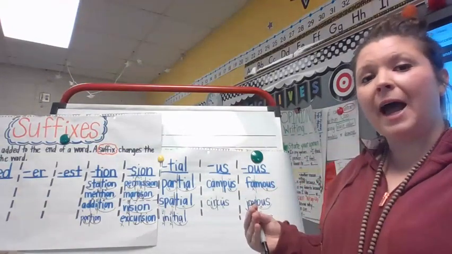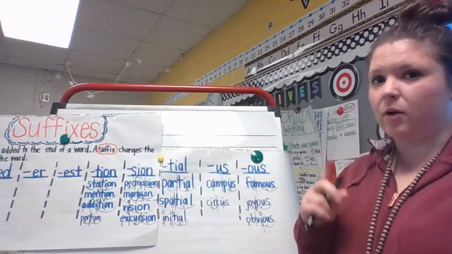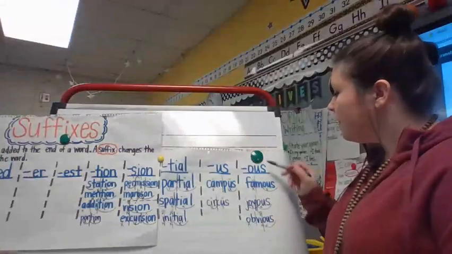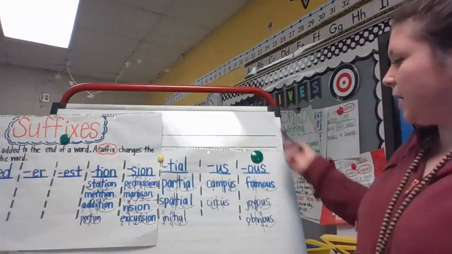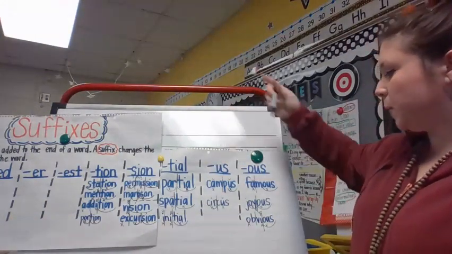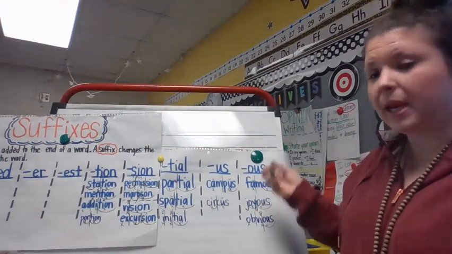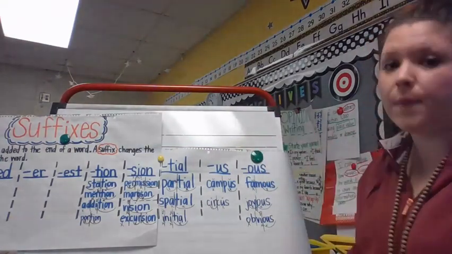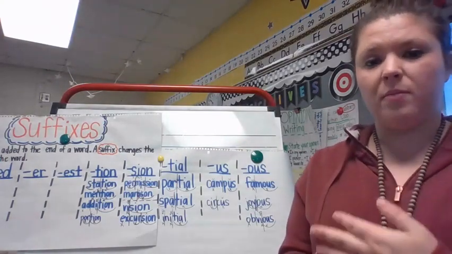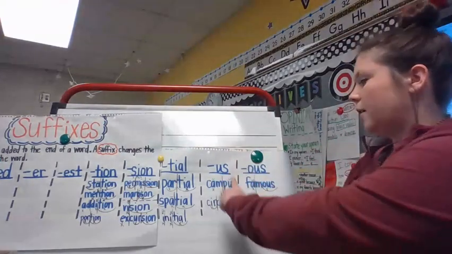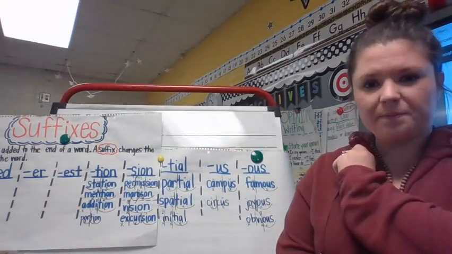When we're having an adjective that describes a noun, a person, a place, or a thing, then you're going to use that suffix OUS. So when we have a noun, we use the spelling US. When we have an adjective to describe a noun, we would use OUS, okay? So that's just a little something to help you to determine which suffix to use, okay?